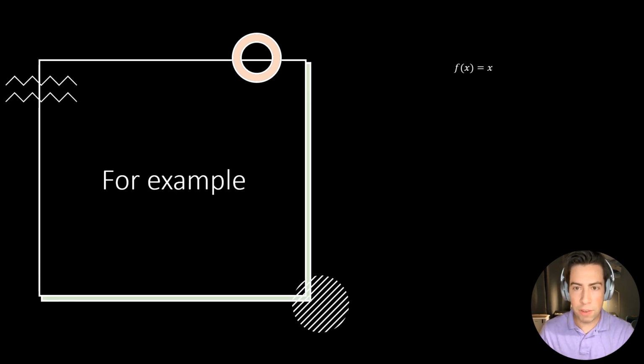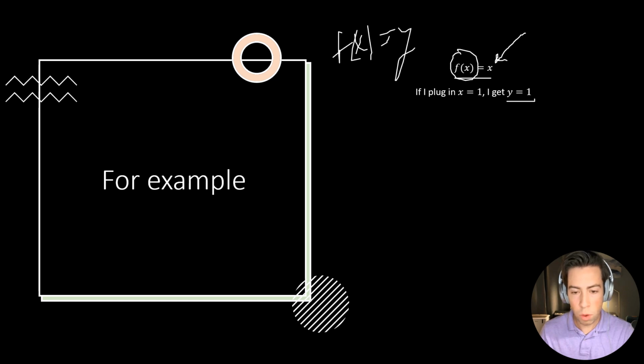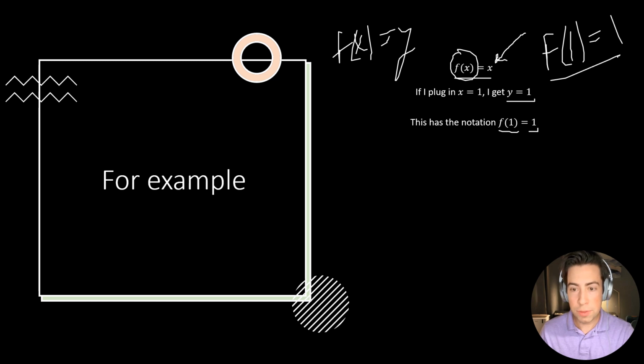So let's say that I have a function that looks like this. f of x equals x. So this right here is going to be our input, and this f of x is going to be our output, okay? So if I plug in x equals 1, I will get y equals 1, because remember, f of x is equal to y. So that's going to have the notation f of 1 equals 1. What I'm saying is that for my function f of x equals x, if I plug in x equals 1, I'm going to get 1. So that's what that means, right? This just shows I'm plugging in x equals 1.